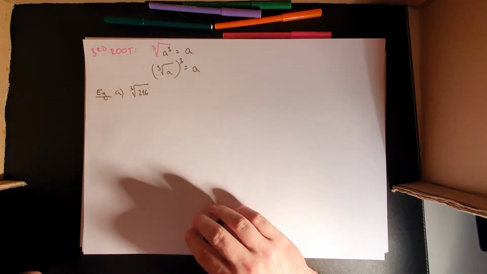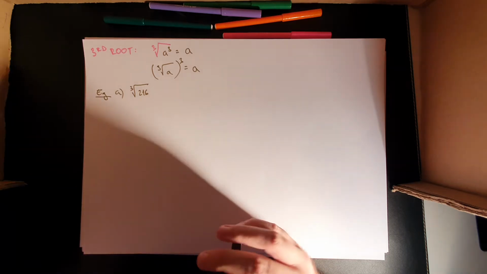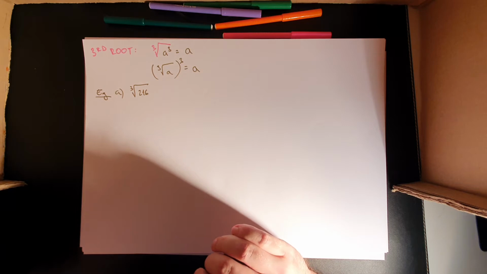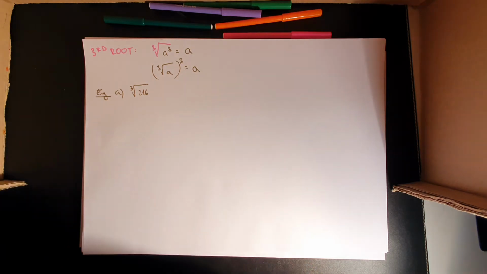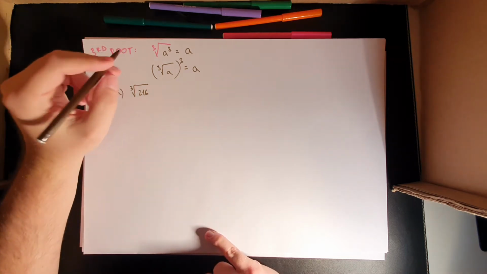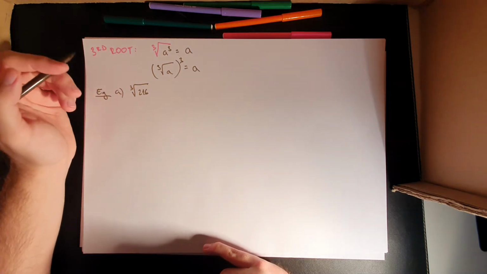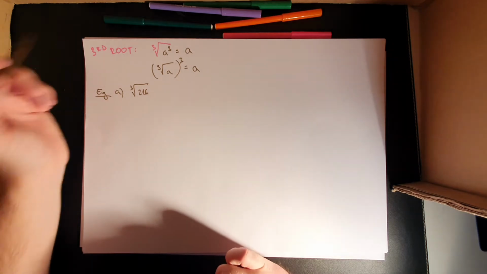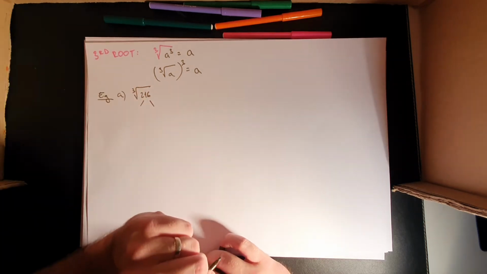With 216, I have to figure out which number multiplied by itself 3 times is going to give us 216. And this is going to be the root of the number 216, basically the third root. So I can do the prime factorization, or rewrite it using the primes.